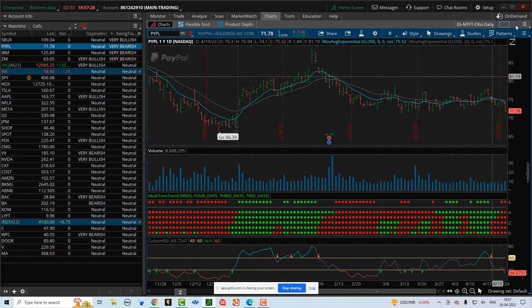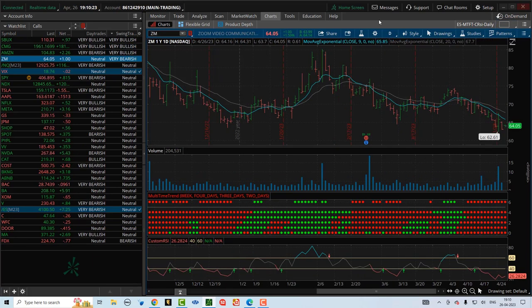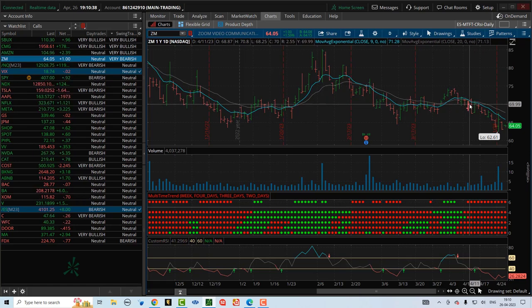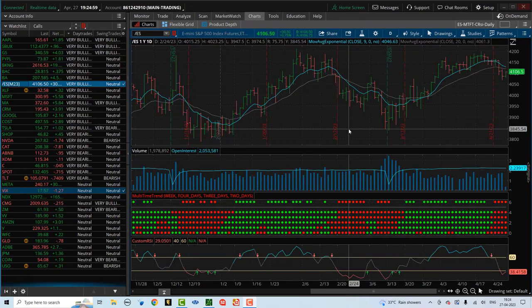Let's just wait for the markets to open. It's going to open in about a minute or so. Okay, so I was telling you that Zoom seems very bearish on the swing trading column. As you can see here, Zoom is definitely bearish. It's been bearish for about 10 to 12 days already. So if you were watching Zoom, then you can take this bearish trade.